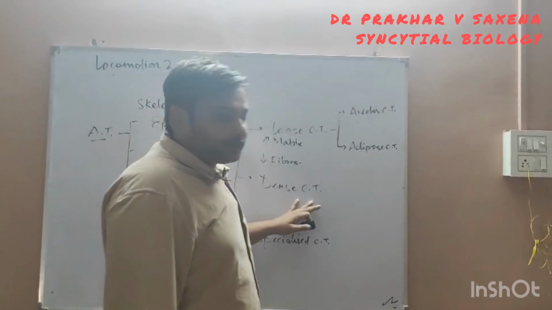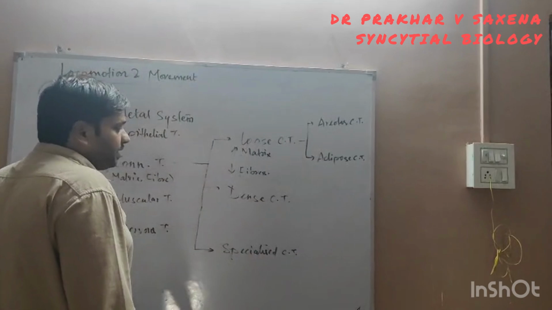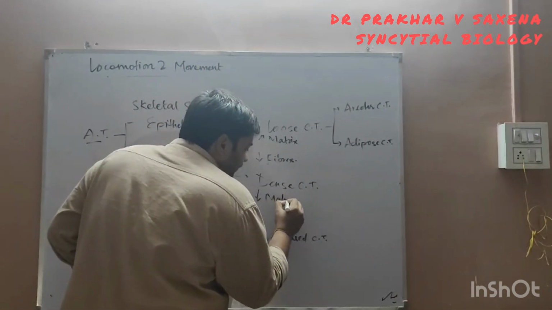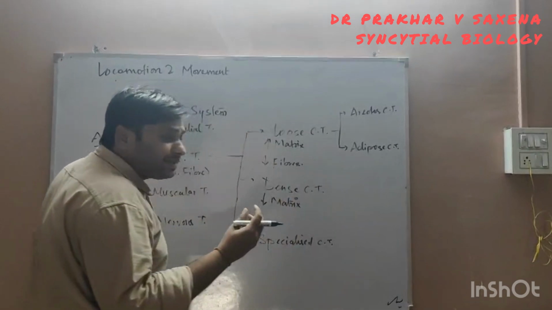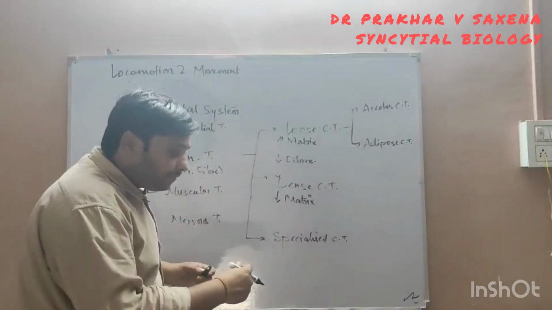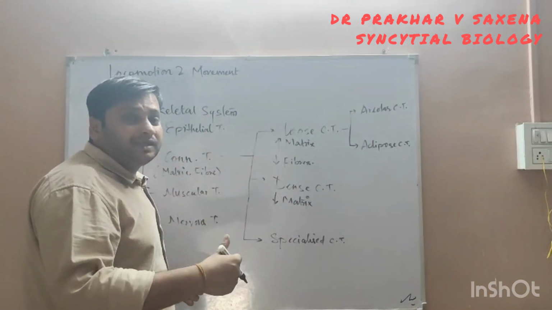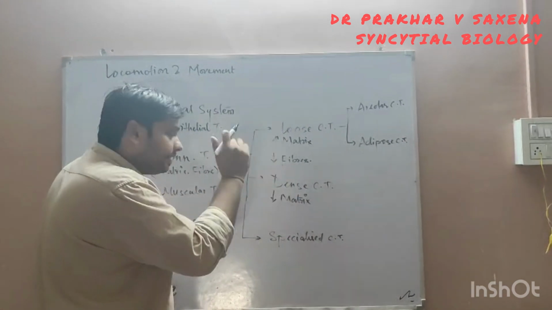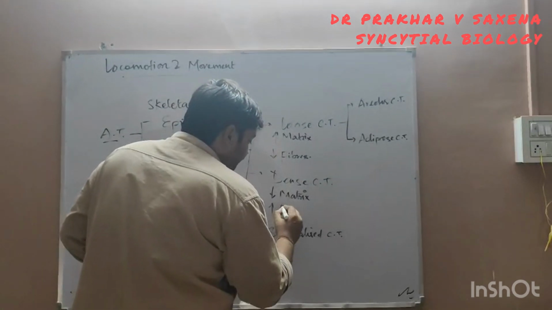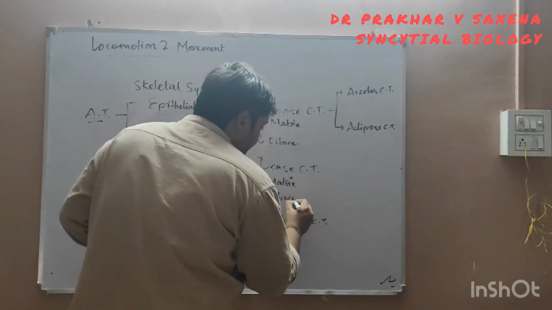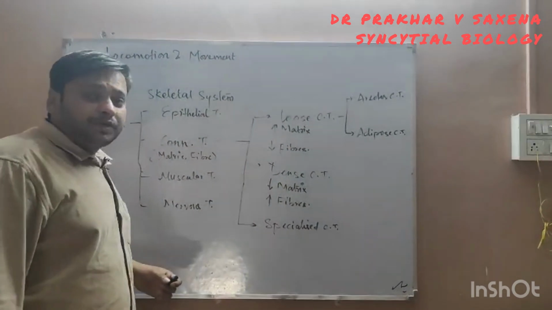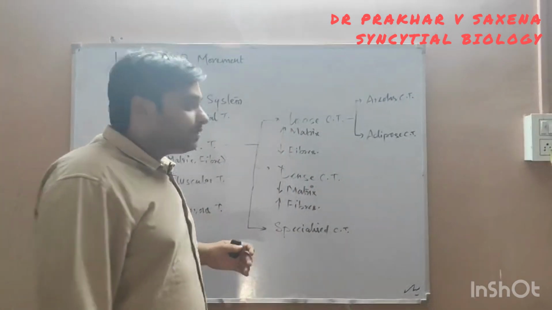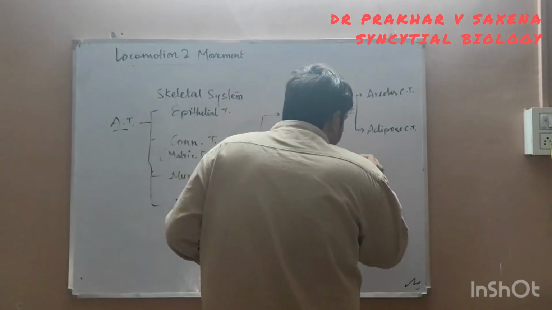Now, dense connective tissue. As the name suggests, here fiber will be more and matrix will be less. So less ground substance and more fiber. This increases the density of the connective tissue. Thus this is known as dense connective tissue. More fibers. Now this dense connective tissue is further divided into two types depending upon the arrangement of fibers. How are these fibers arranged?